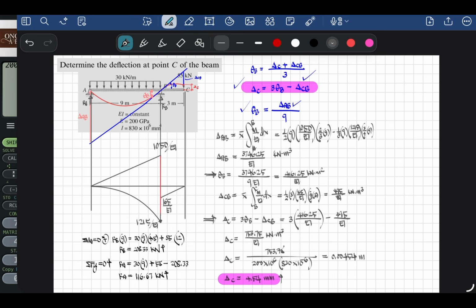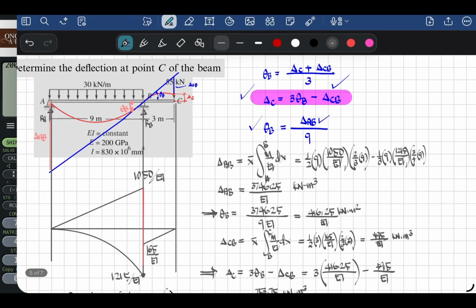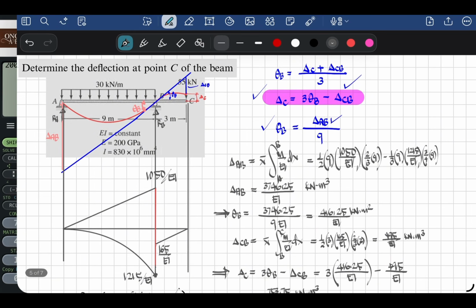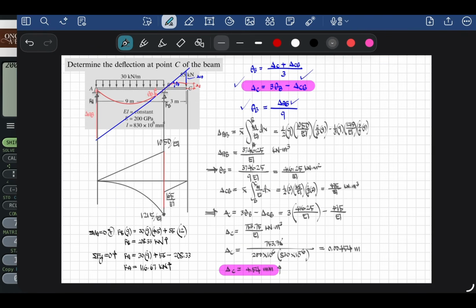Let's solve this problem using the second method, the third method, which is the conjugate beam method, so we can see the difference in its computation.